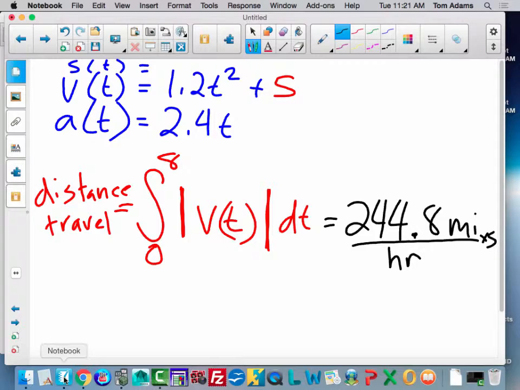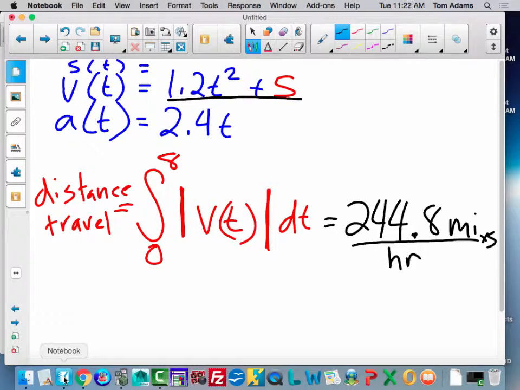I want you to think about that. If the original velocity was 5 miles per hour, and my velocity as a function of time is that, and I'm only traveling for 8 seconds, that means that my final velocity would be kind of high. But 244.8 miles is a little kind of a weird answer. That's a lot of miles traveled in 8 seconds. Okay, so your common sense check would probably tell you that might not be right if you stop to think about it.